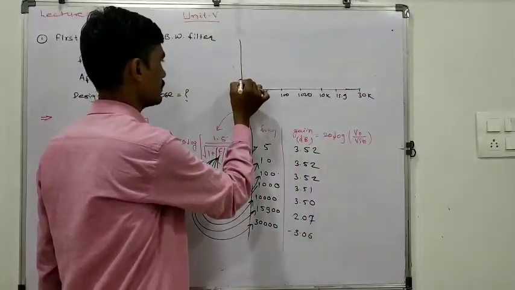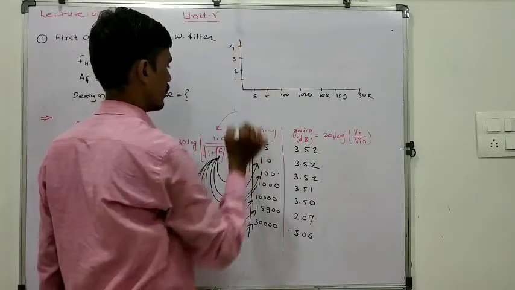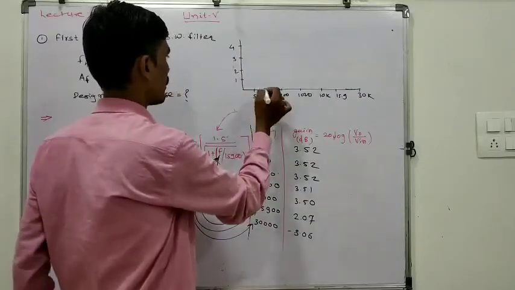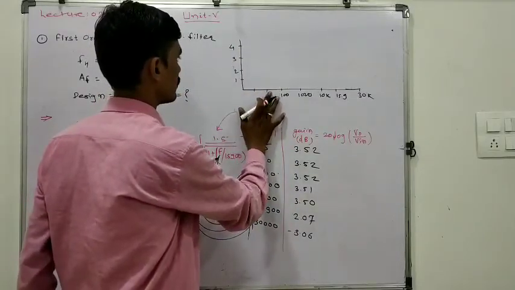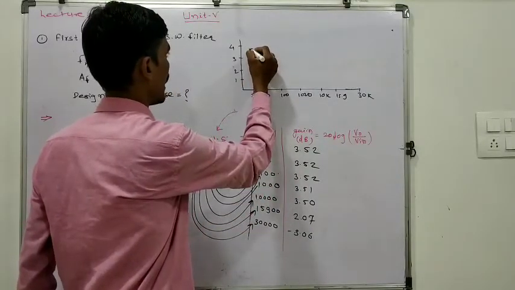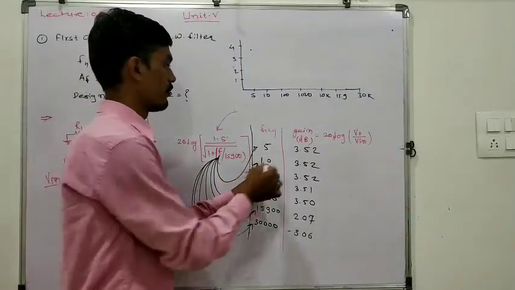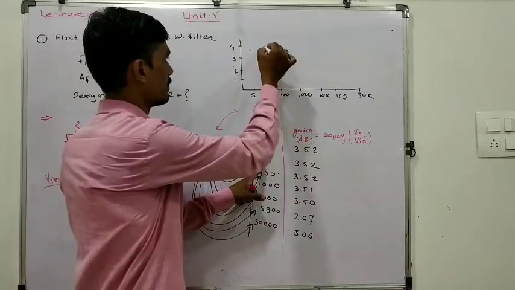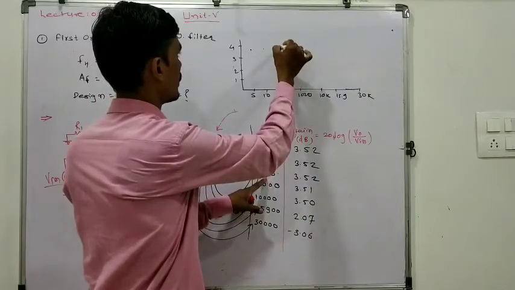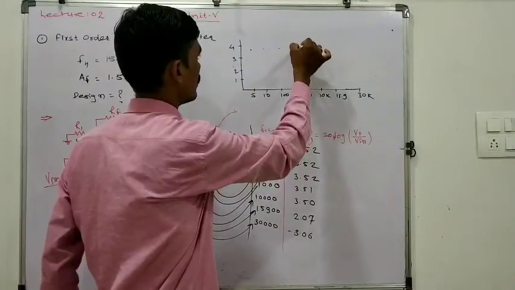Now on the y-axis, 1, 2, 3, then it is 4. So 3.52 is somewhere here. First is 5, then 10. For 5 we are getting the value at this point. I am marking the point for 10 hertz, we are getting the point somewhere here. For 100 we are getting again a point somewhere here. For 10,000 I am getting the value here.